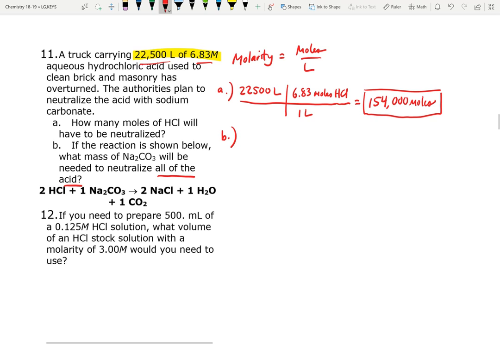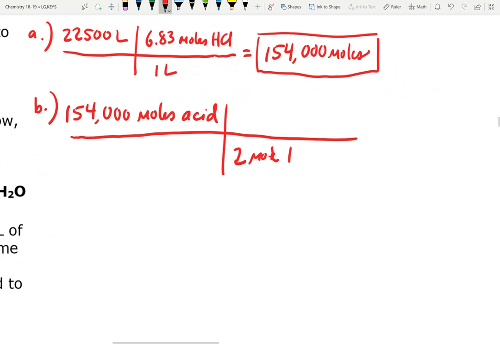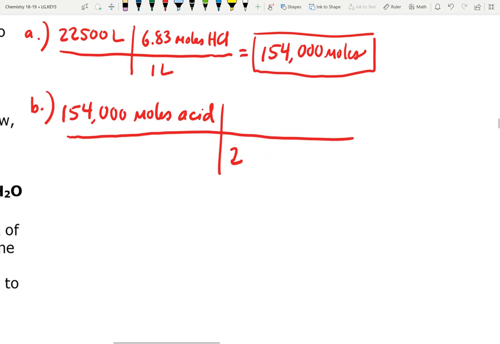And that's an important little thing at the end that we can kind of throw away, but it's not a throwaway. We need that. What is all of the acid? Well, we just figured out that's 154,000 moles. That's a whole bunch. And we need to neutralize all of it. Well, according to our chemical equation here, for every 2 moles of acid, we're going to need 1 mole of sodium carbonate. So 2 moles of HCl, we'll need 1 mole of our sodium carbonate. And then that, if we stopped, would give us moles.